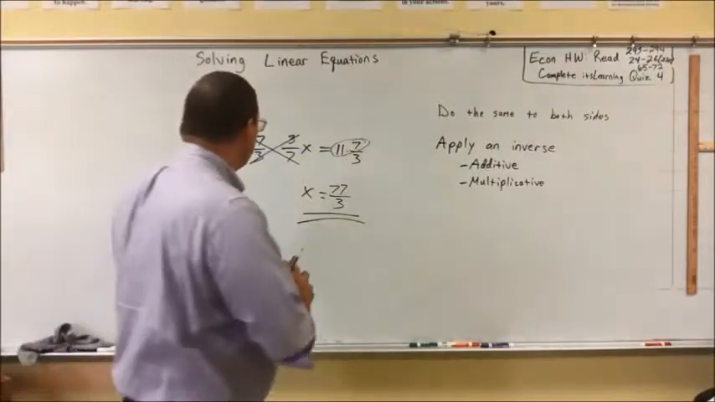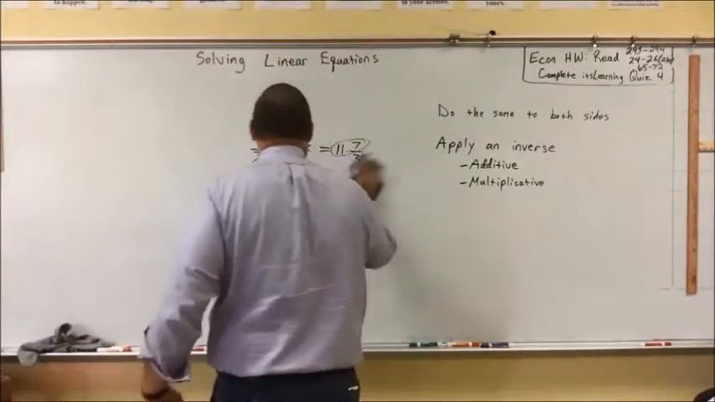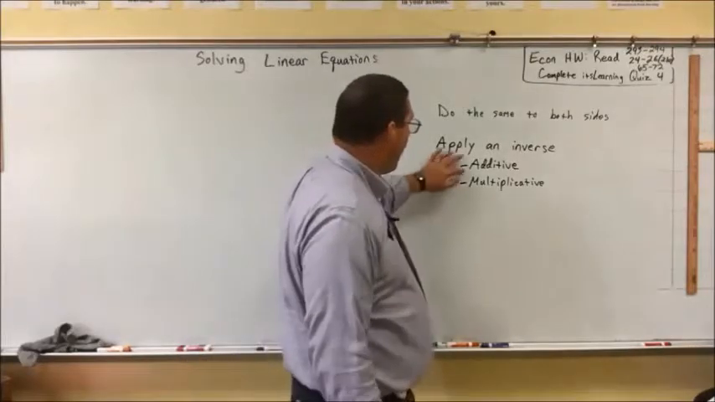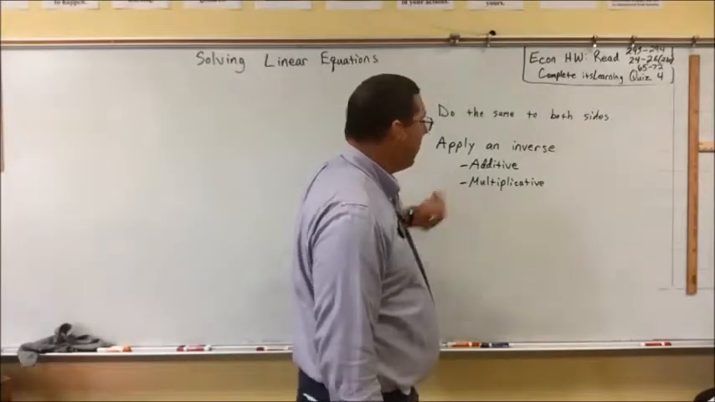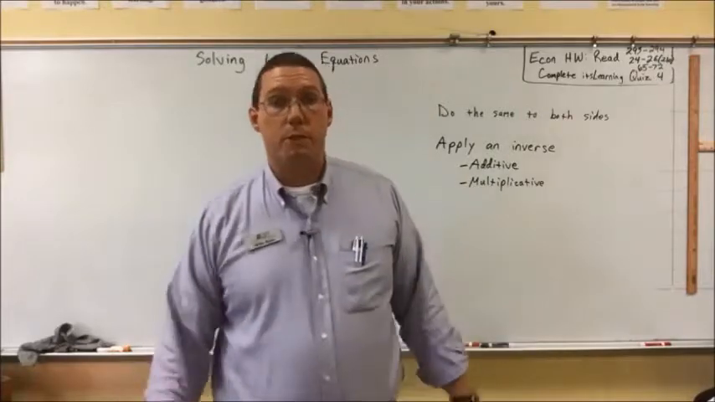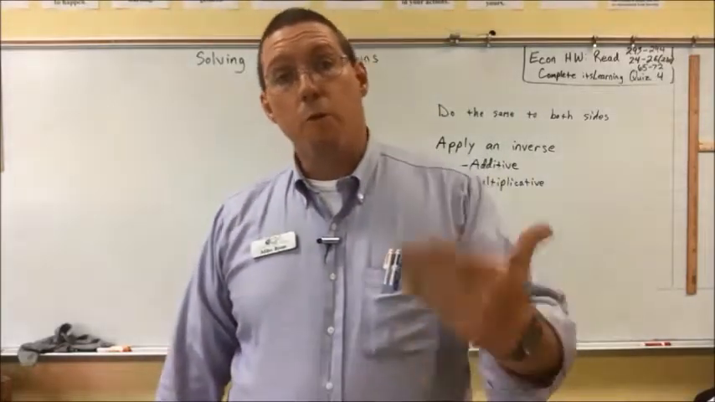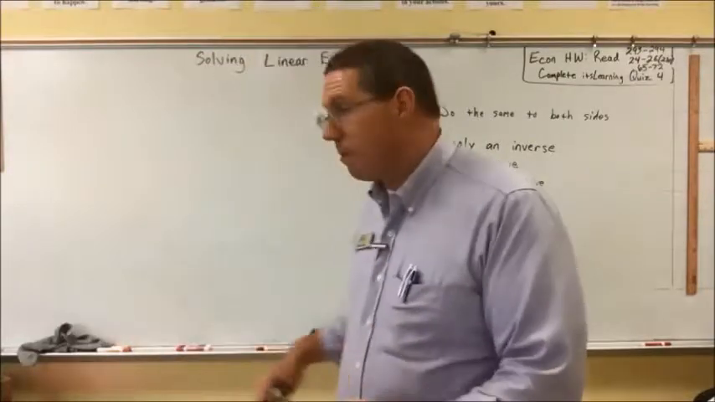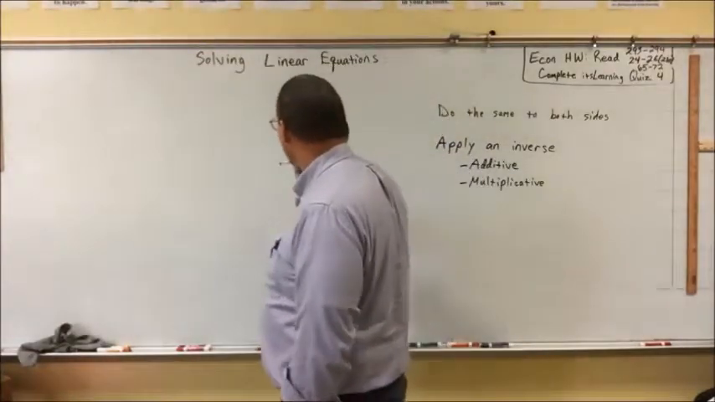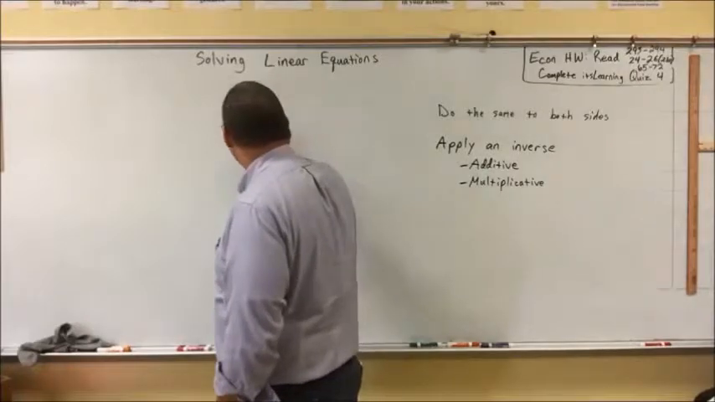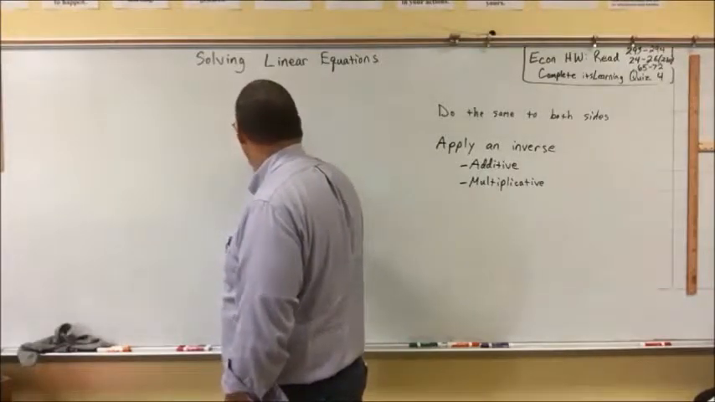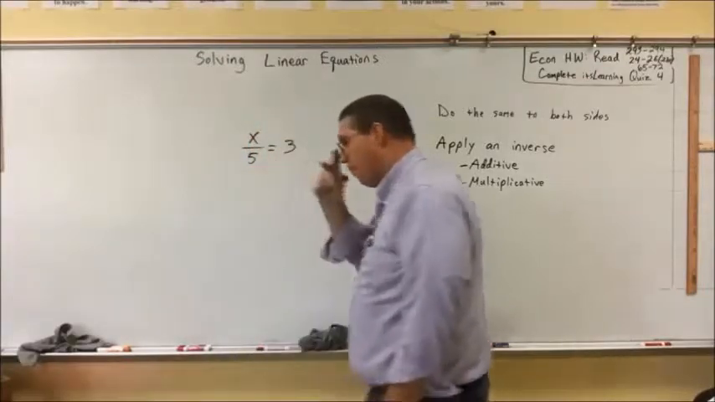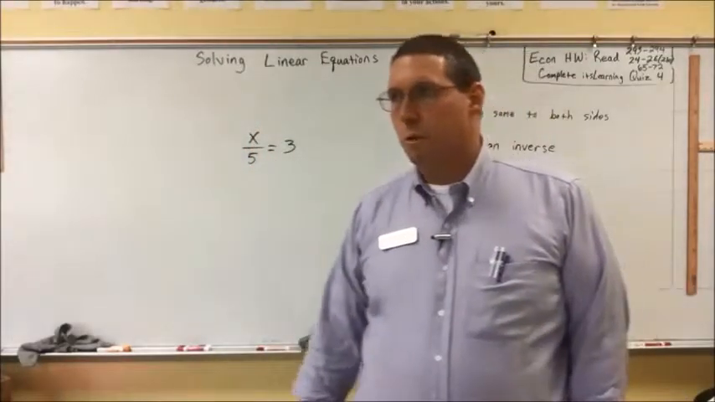So, we have learned how to solve a linear equation by applying an additive inverse and by applying a multiplicative inverse, which is pretty much all you have to do. But I do want to show you another one-step equation that you might face that is very similar to the one we just saw. What if this time our equation looks like this? x over 5 is equal to 3.